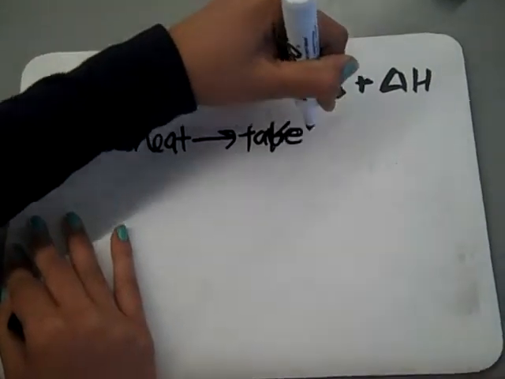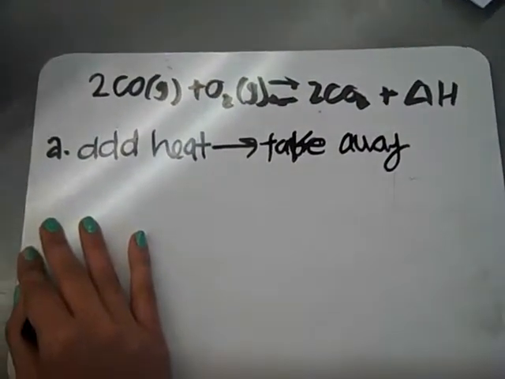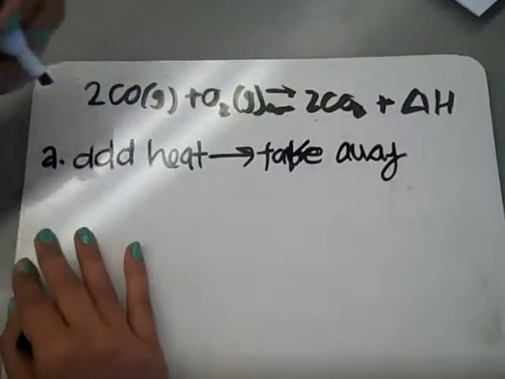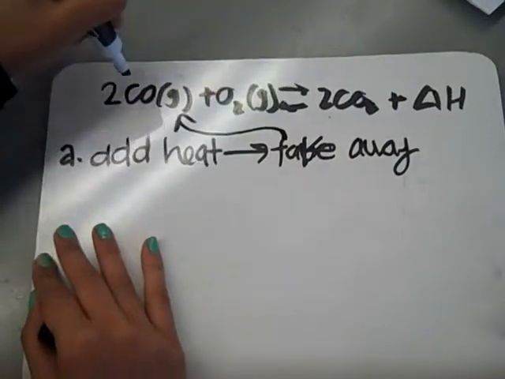So if you want to add heat, the system will want to take away heat. When you want to take away heat, you go away from the heat, so you're going to the left.